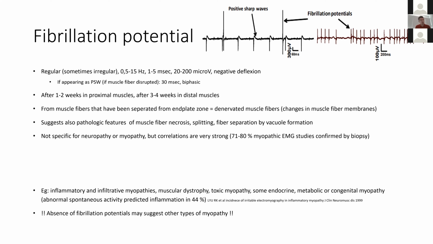But what I want to conclude is that those fibrillation potentials appear in both neuropathic and myopathic conditions, and their origin is the muscle itself. So they can appear in inflammatory and infiltrative myopathies, in muscular dystrophy, in toxic myopathy, and in some endocrine, metabolic, or congenital myopathic conditions. If there is an absence of fibrillation potentials, of course, other types of myopathy might be in our list of differential diagnosis. So it's not that fibrillation potentials should be seen in any case of myopathic condition.